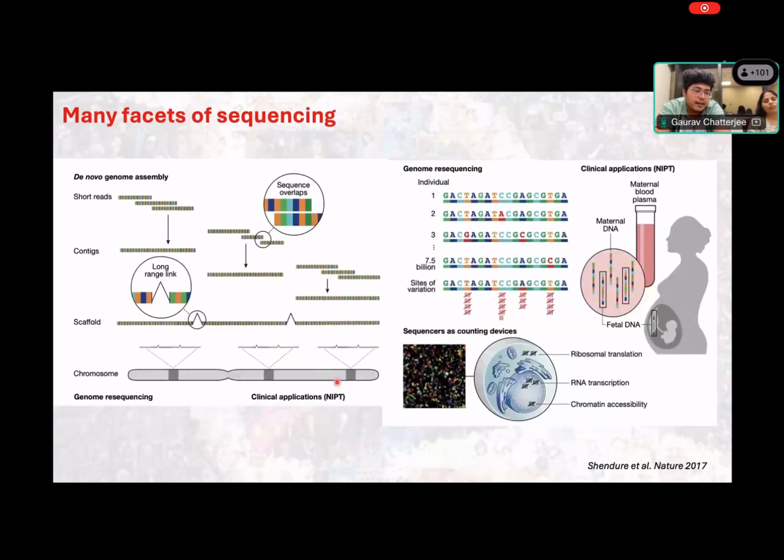So if you think in broad terms, like how sequencing has changed our life, these are the common applications that you can think of. So one is what I have spoken about, which is genome assembly. So right from Human Genome Project to gapless human genome sequencing to now pan genome. So all these are genome assembly. Then there are applications like non-invasive prenatal testing, which you can do from the blood of the mother. You can know about the fetal DNA, and you could take important decisions on whether the child is suffering from a genetic disease or not. In cancer, you could detect all the types of genetic mutations that are happening, and then you could use the sequencer as a counting device, and you could do gene expression, you could do ribosomal translation counting, you could do chromatin accessibility.